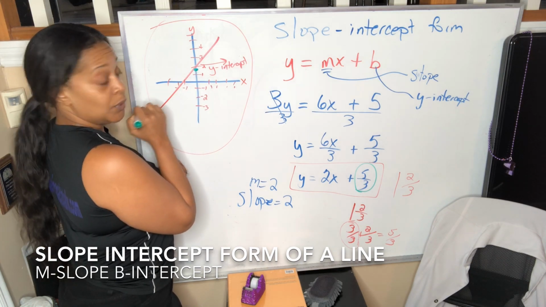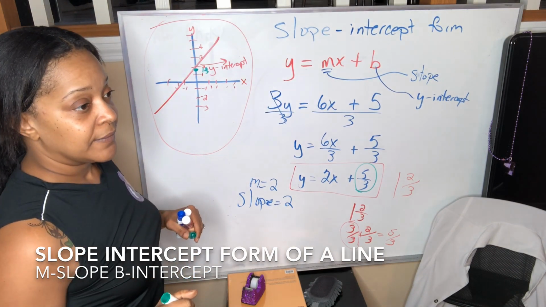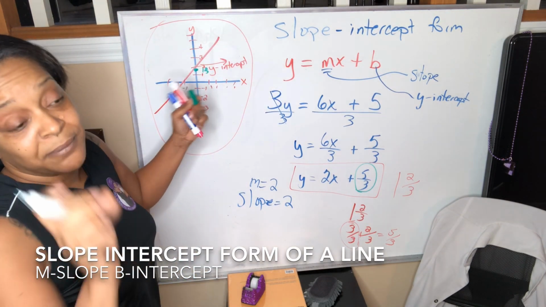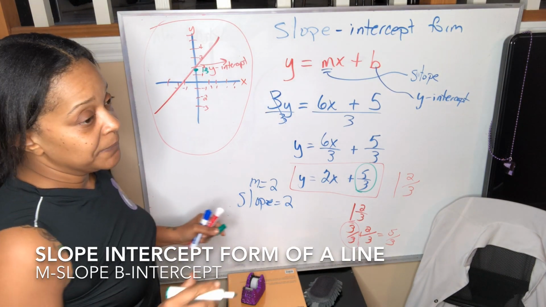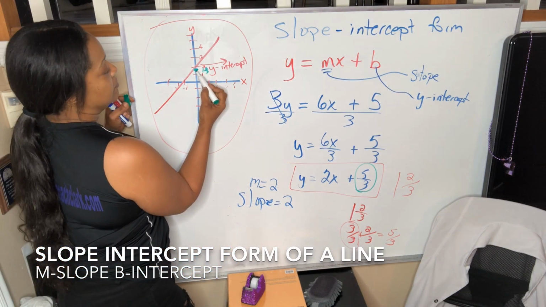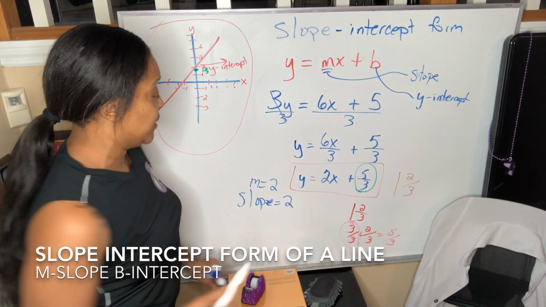That lady did 1 and 2/3 on the graph. She could have made a fraction. She could have made a decimal. She could have left it 5/3. You with me? So, now that I know this, I know my slope is what?